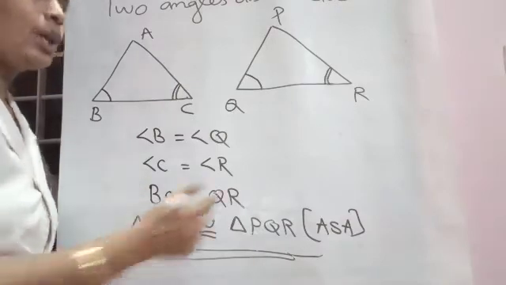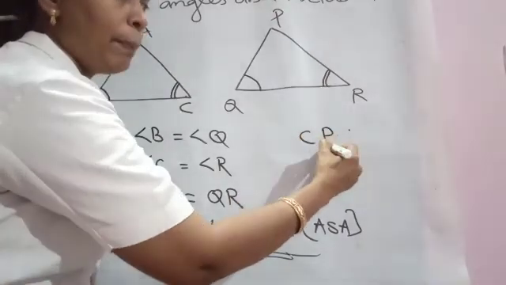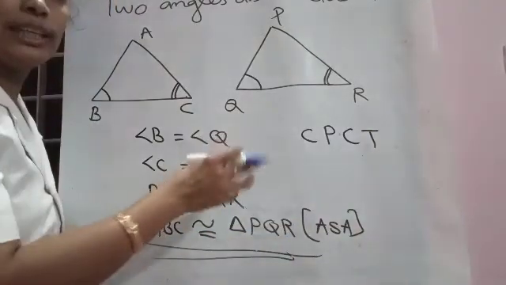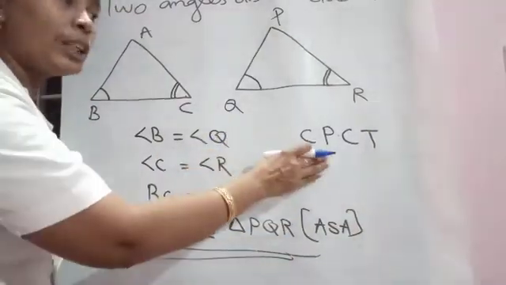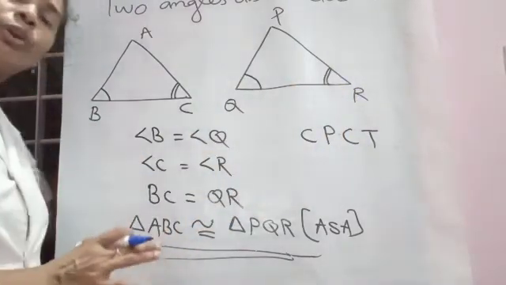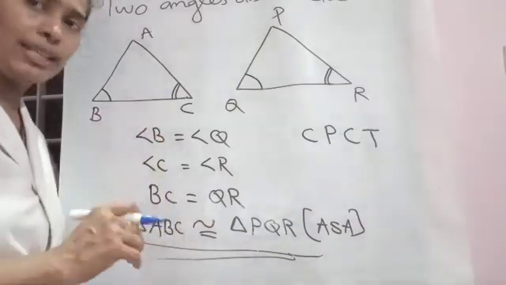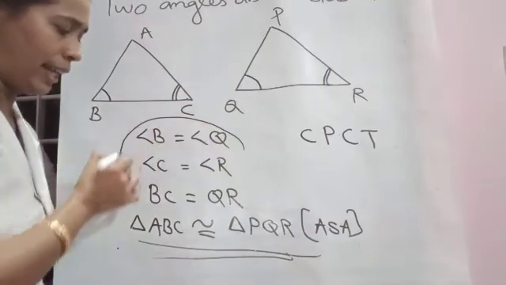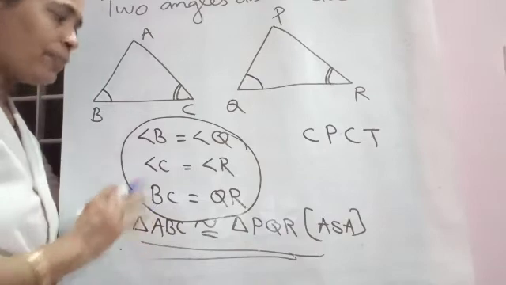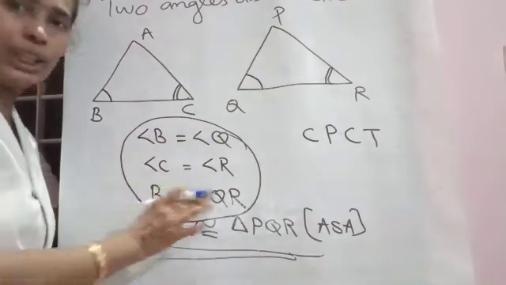CPCT means corresponding parts of congruent triangles. Corresponding parts of congruent triangles means the remaining parts. So you have already taken 6 parts. Consider which are the 3 parts: B equal to Q only, C equal to R, similarly BC equal to QR.